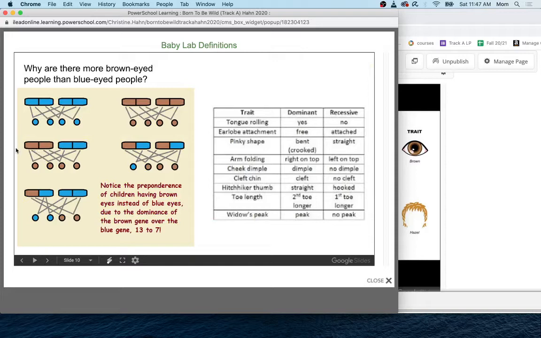If you have a brown-eyed parent and a blue-eyed parent, they can have all brown-eyed children because the brown-eyed parent is only giving brown-eyed alleles. The blue-eyed parent is giving blue-eyed alleles, but the brown is dominant. So that means all the children, even though they get half of their DNA from one parent, are going to look brown. They're going to have the little b allele, but their phenotype is going to be brown.